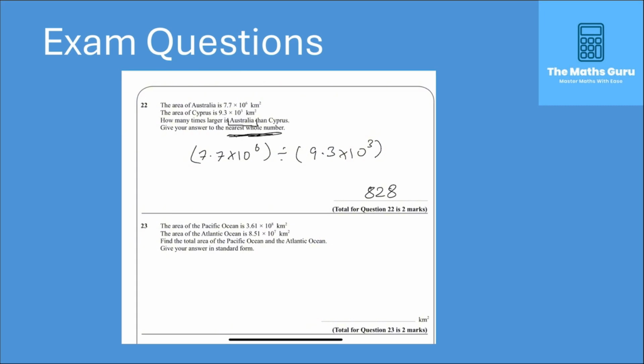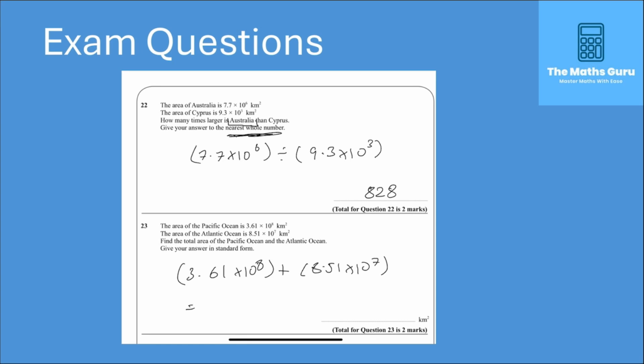Okay, the area of the Pacific Ocean is 3.61 times 10 to the 8. The area of the Atlantic Ocean is 8.51 times 10 to the 7. Find the total area of the Pacific Ocean and the Atlantic Ocean. Give your answer in standard form. So 3.61 times 10 to the 8, add 8.51 times 10 to the 7.